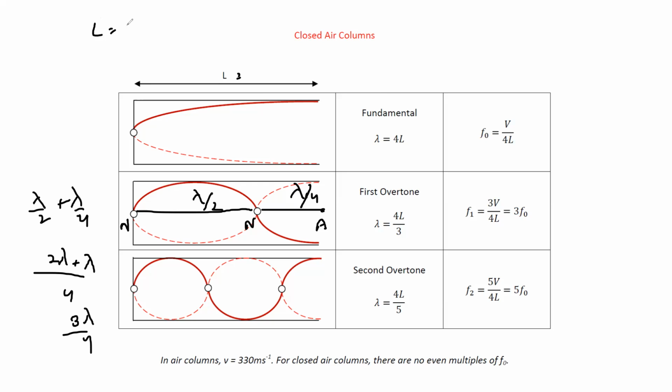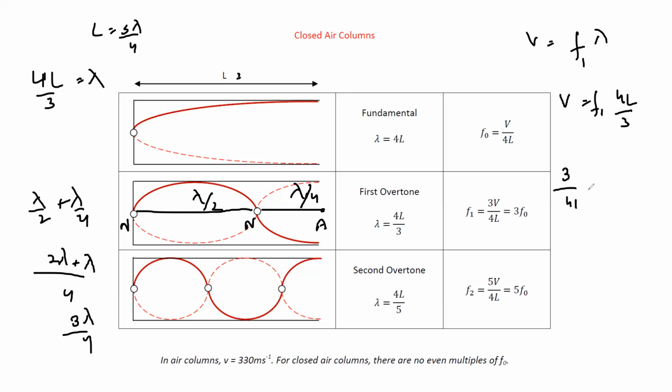So if L is 3 lambda by 4, lambda is 4L by 3. And we have the formula V is equal to F lambda. When it is vibrating in the first overtone, we can say F1. So V is equal to F1 times lambda, which is 4L by 3, so 3 is multiplied and 4L is divided into V. When we simplify, what is V over 4L? That is F0. So 3F0 is equal to F1.